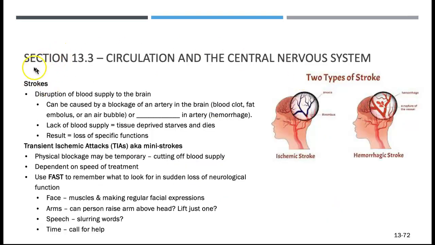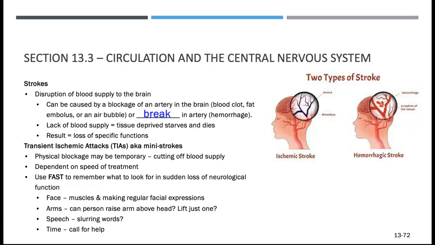Now for another clinical view, let's talk about strokes. This is a disruption within the blood supply to the brain and can be caused by a blockage of any artery to the brain, whether it's a blood clot, a fat embolus, or an air bubble, or a break in the artery causing a hemorrhage. So with any of those, we're going to have a lack of blood supply. And so the brain tissue then becomes deprived of the oxygenated blood and will starve from a deficit of oxygen, and the tissue will start to die. The result is loss of specific functions.